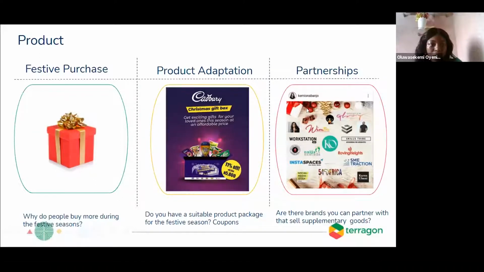The second thing I'd like to mention here under products is partnerships. Now, there's this lady that I really admire. Her name is Kemi Onobanjo. There's something that she does during this season where she partners with different vendors. They come together and she does a giveaway in partnership with them. Now that's something that you can do.